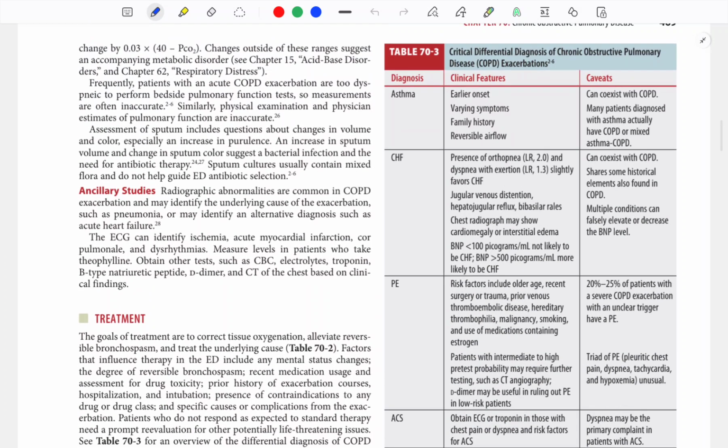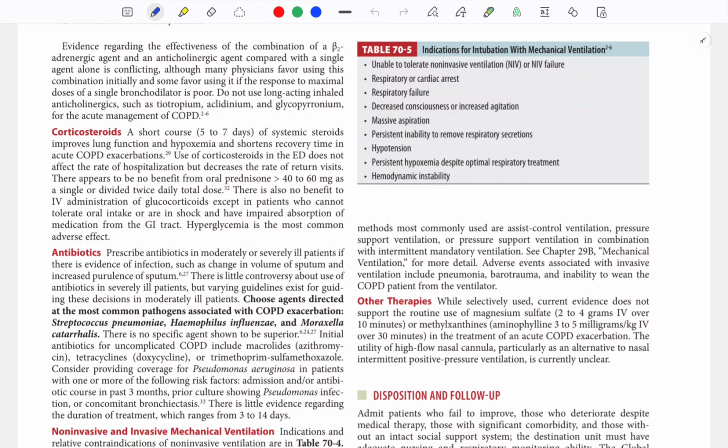What are the differentiating features in COPD and asthma? So asthma is a young onset, family history and reversible airflow is there. COPD has prolonged history with structural lung destruction. The most common agents directed at the COPD exacerbations are Streptococcus pneumoniae, aka pneumococcus, Haemophilus influenzae, and Moraxella catarrhalis. You need to target antibiotics in COPD against pneumococcus, Haemophilus, and Moraxella catarrhalis.